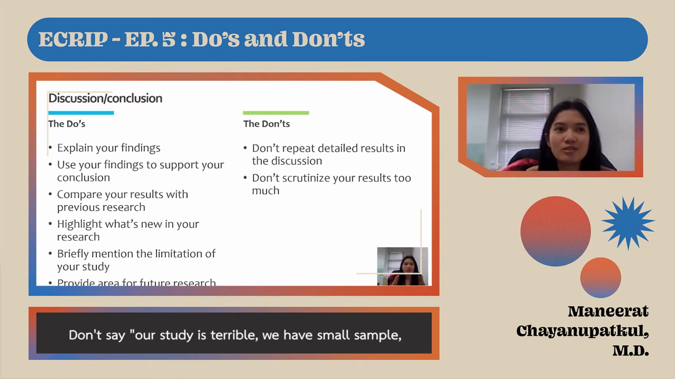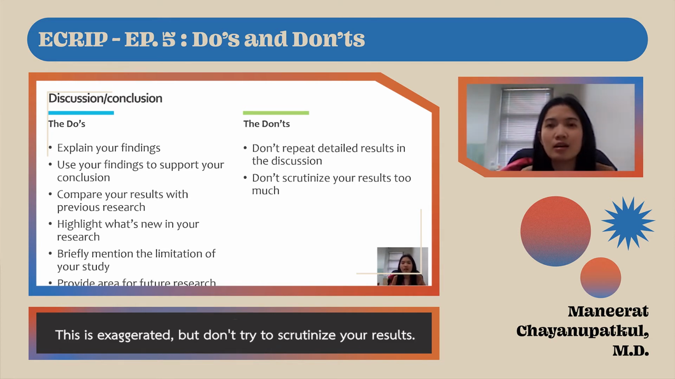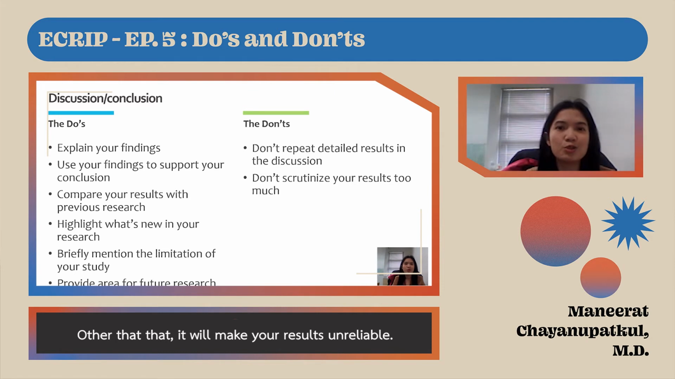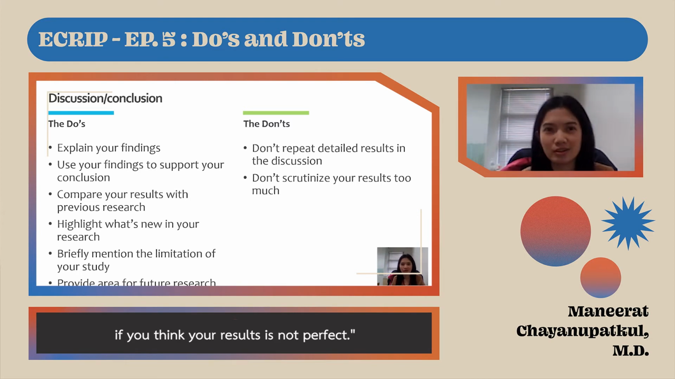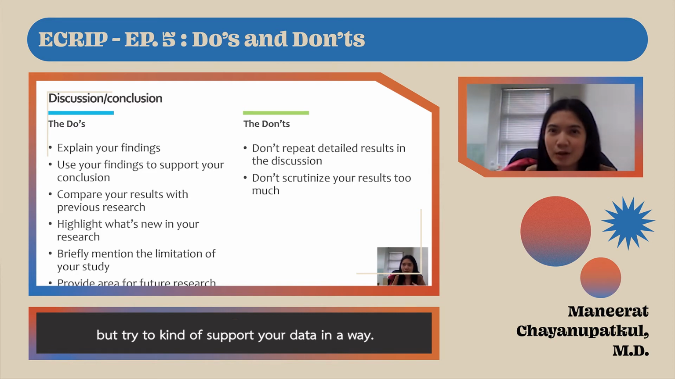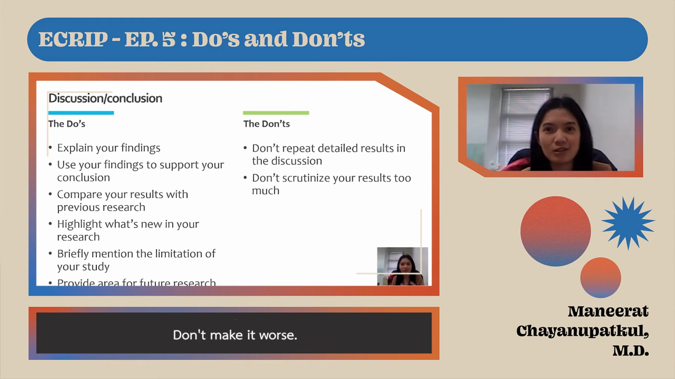Second, you can put limitations of your study, but don't scrutinize your result. Don't say, oh, our study is terrible, we have small samples, we cannot conclude anything. This is exaggerated, but don't try to scrutinize your result. Otherwise, it will make your result unreliable. And then they will think, why bother if you think your result is not perfect? So you can put a little bit of limitation, but try to support your data in a way. Don't make it worse.